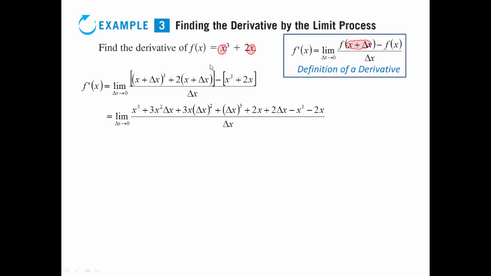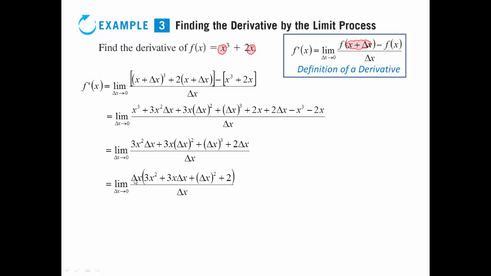Distributing the 2, I get 2x plus 2 delta x. Distributing the negative sign, I get negative x cubed minus 2x. And remember, if I did this right, everything should cancel that doesn't have a delta x in it. So I cancel the negative 2x and a positive 2x, and x cubed and x cubed. And we clean it up just a little bit, and we get this. Factoring out a delta x, we get this here, canceling my delta x. Now we're left with this.